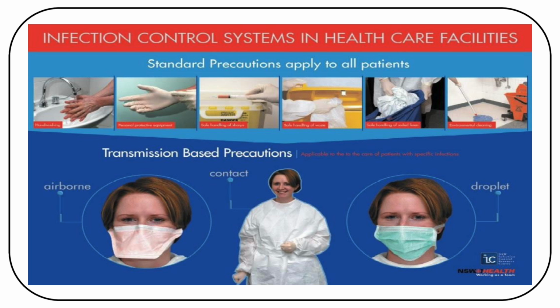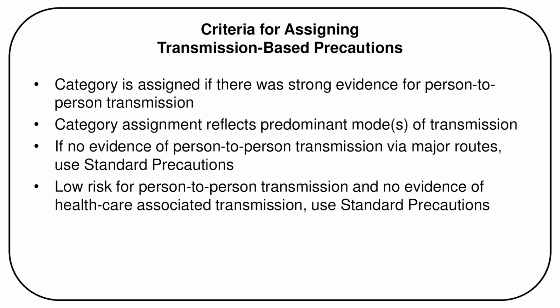Whenever I say transmission based precautions, it means the airborne infections, the infections which get transmitted through contact, and the infections which get transmitted through droplet. So, transmission based precautions are basically of three types: airborne transmission, contact transmission and droplet transmission. Criteria for assigning transmission based precautions, if you see here: the category is assigned if there is strong evidence for person to person transmission.